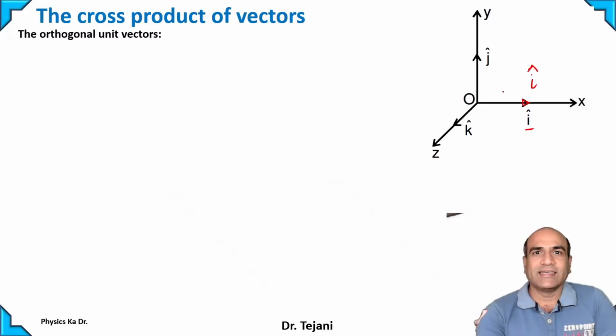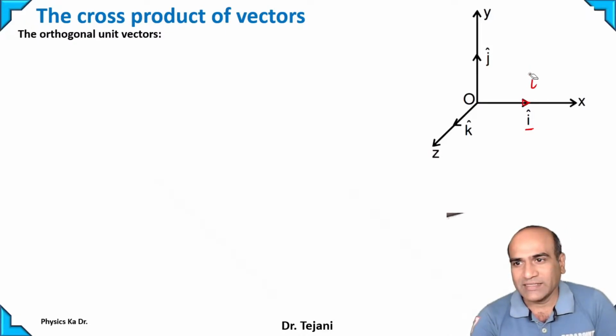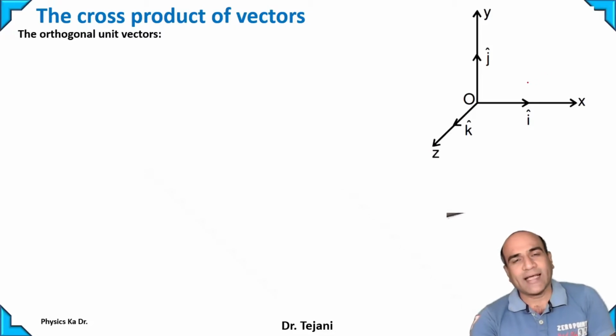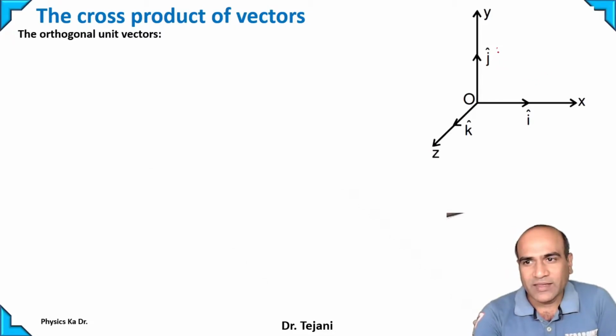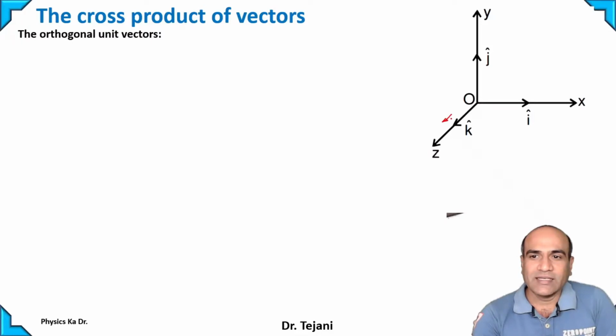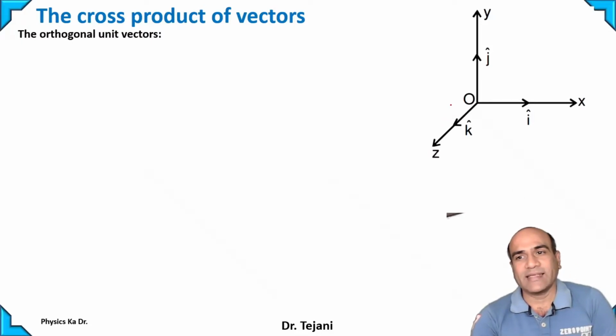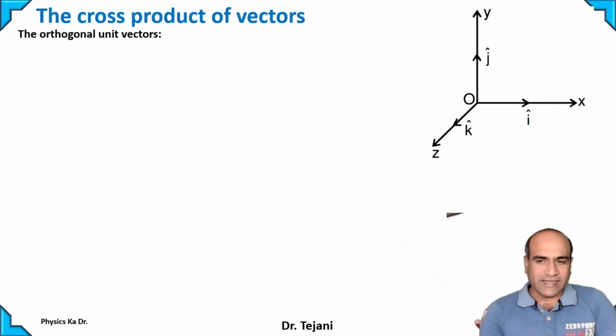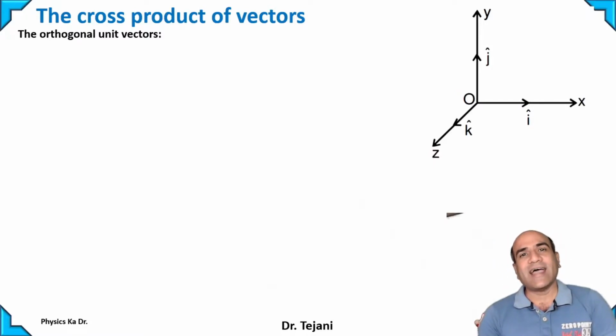Someone has given a cap to I, J, and K. So I is the unit vector along the x-axis, J is the unit vector along the y-axis, and K is the unit vector along the z-axis. This I, J, and K represent direction.